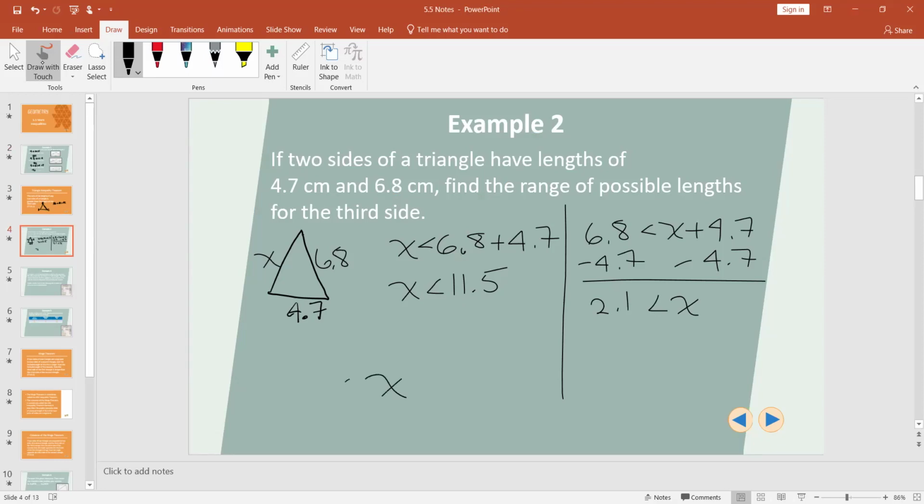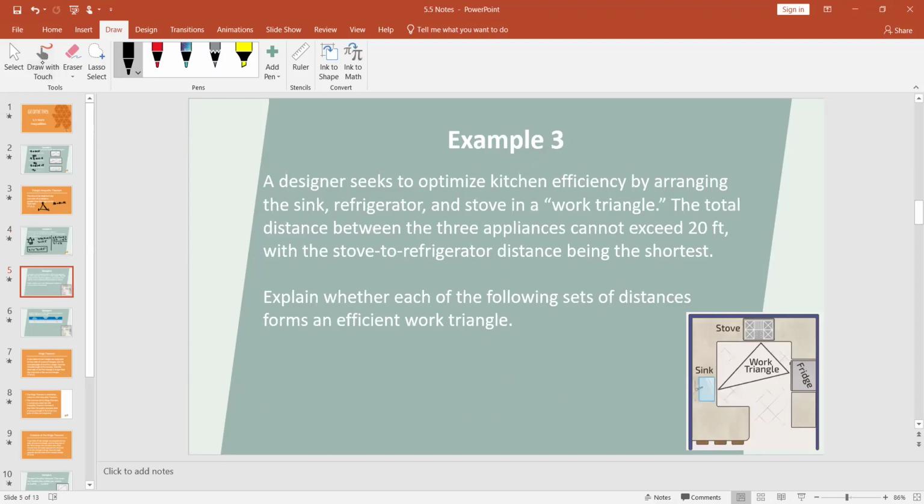So that creates the range of possible lengths. That third side can be as short as 2.1, and they will still meet with some sort of angle measurement, even though it might be minuscule, and it can be as long as 11.5. But that creates the range that we're allowed to have for that third side in order for it to still create a triangle. This next one gives us more of an industry example.